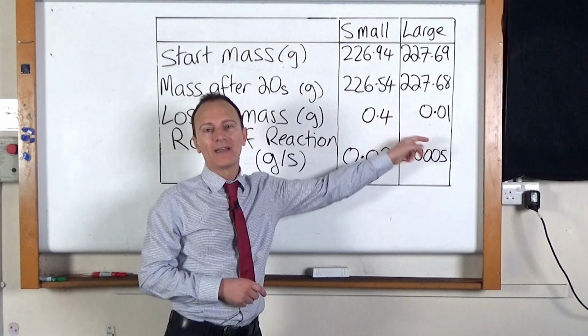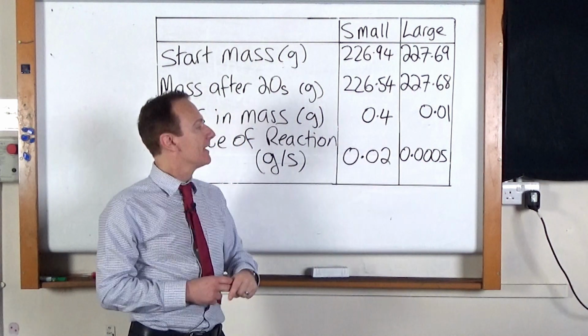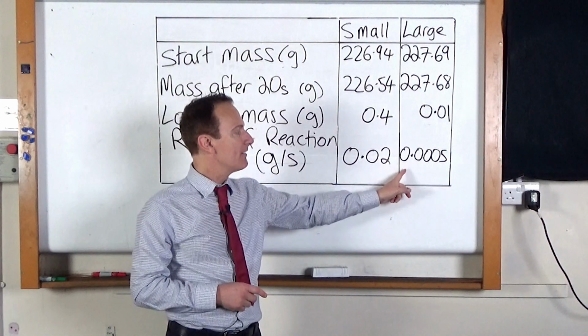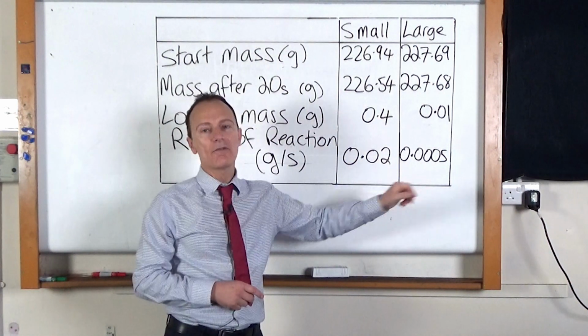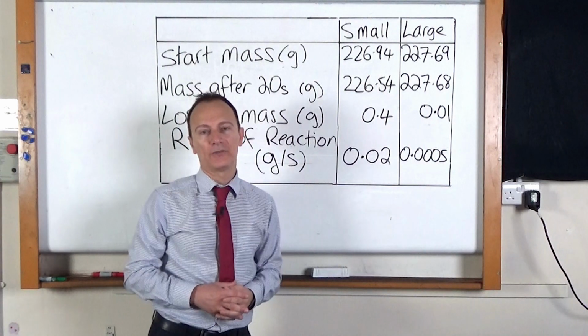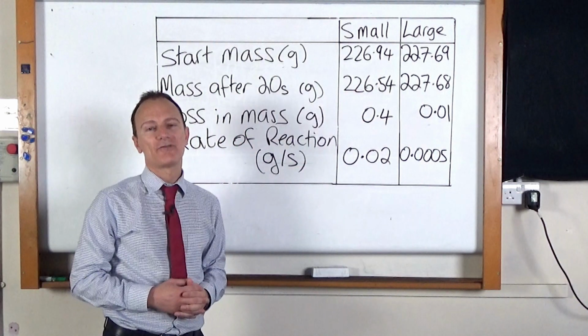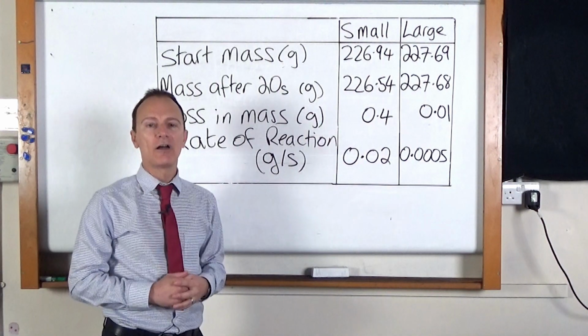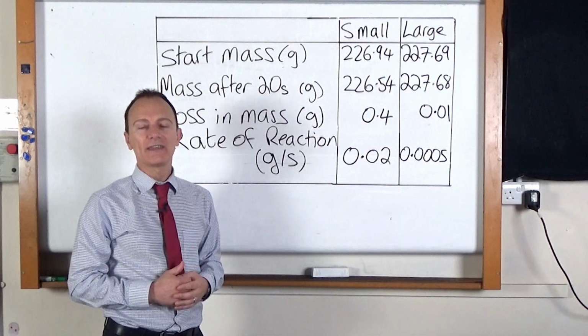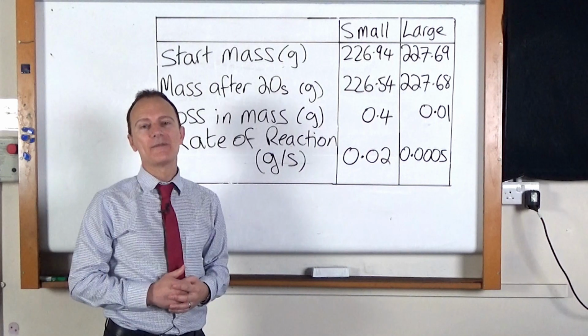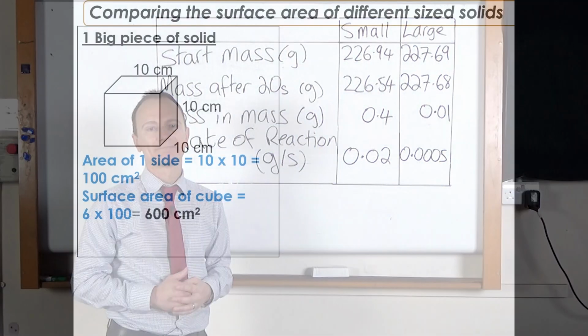and 0.01 grams divided by 20 seconds gave me a rate of reaction of 0.0005 for the large marble chips. So we can see the small marble chips had a much higher rate of reaction. The reaction was going a lot quicker. We're now going to see why that might be by talking about collision theory.